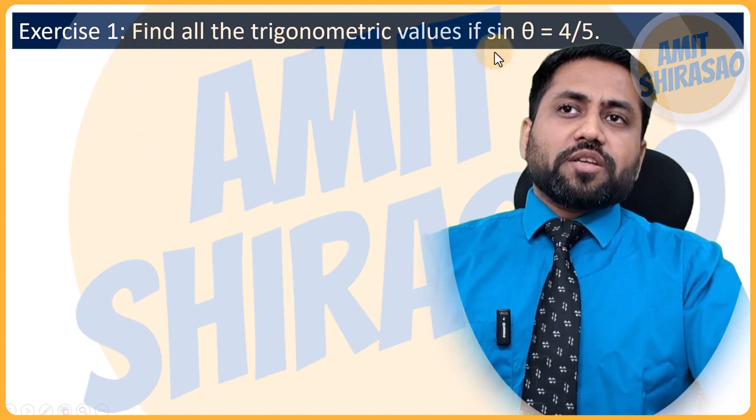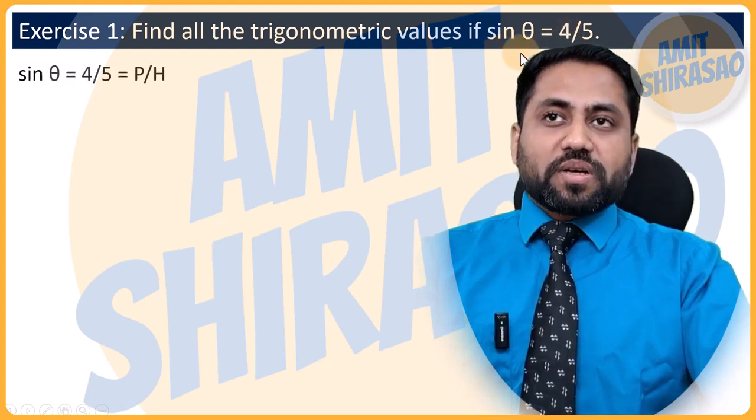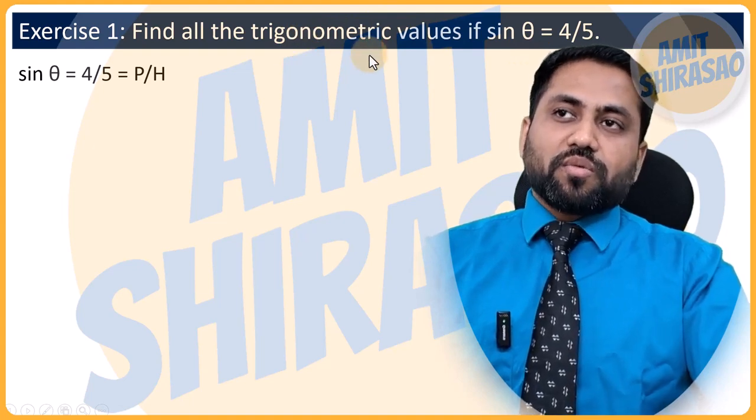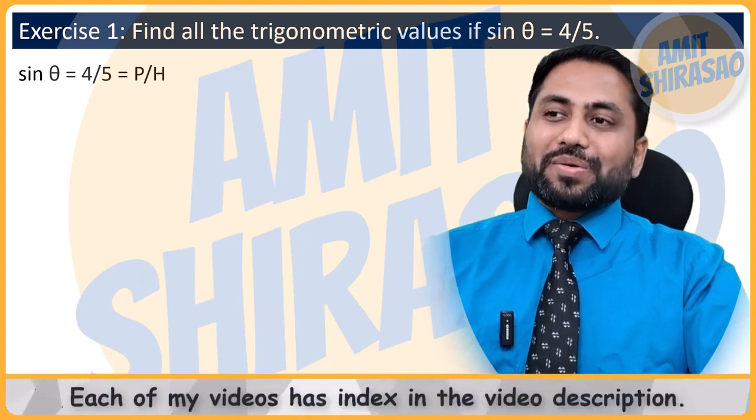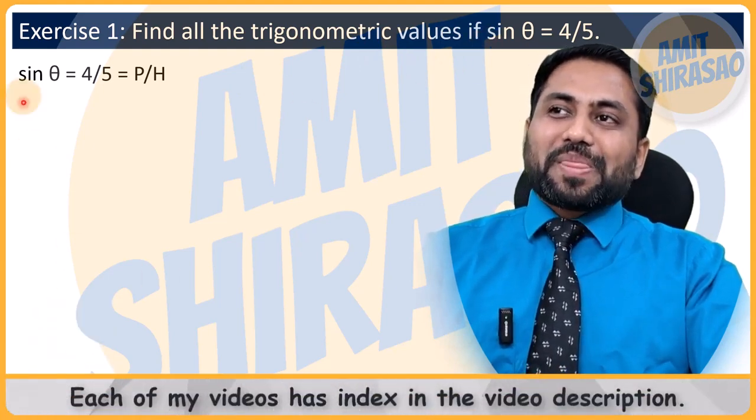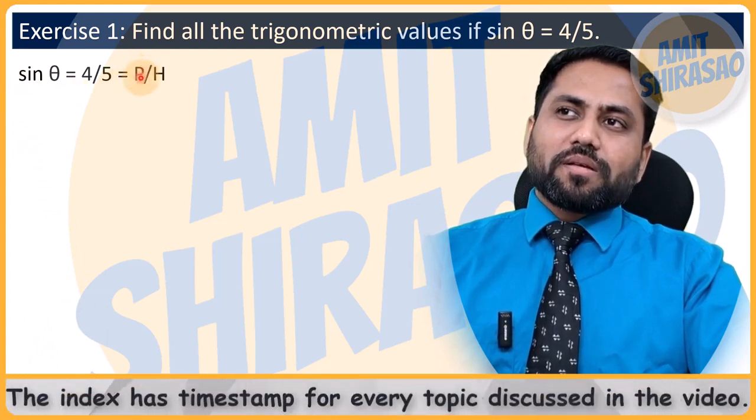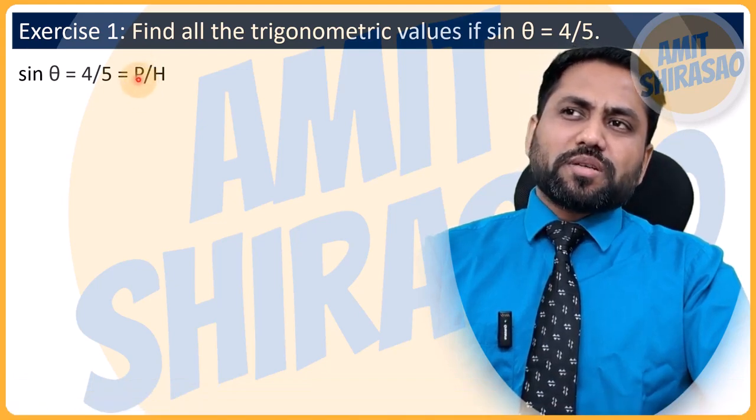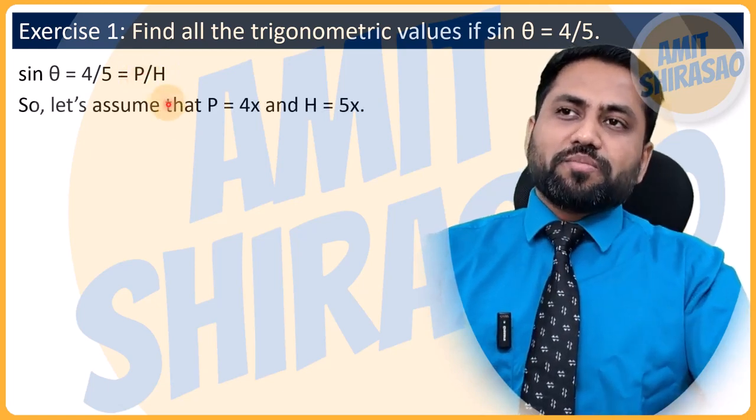Find all the trigonometric values if sine theta is equal to 4 by 5. So it means to ask us, then what is cos theta? Do you know? What is tan theta? Do you know? I'm just giving you sine theta and you find everything else on your own. So let us see. So sine theta is equal to this. What is P? It should be opposite upon hypotenuse. The opposite side is also called perpendicular, so I've written P over there.